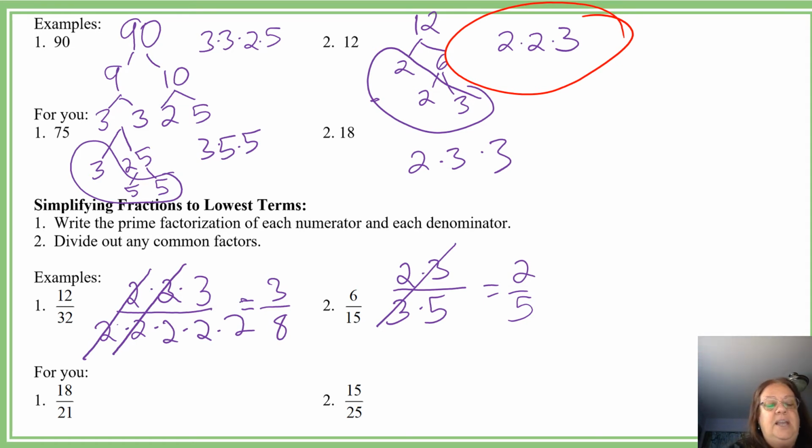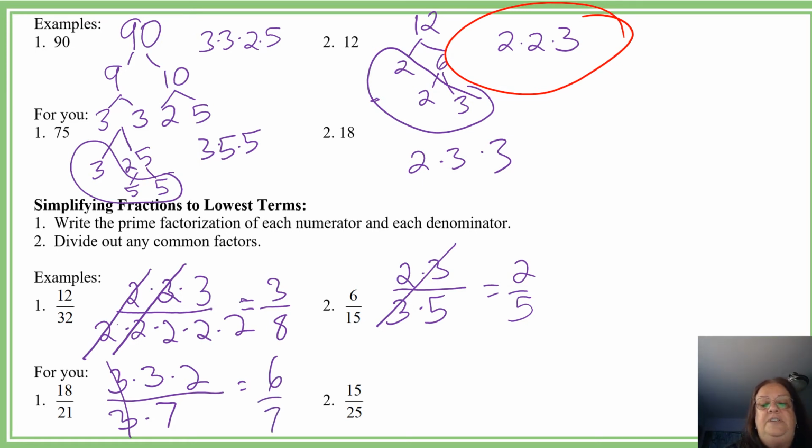Don't worry about it. All right, so 18 over 21 is going to give me 3 times 3 times 2. 21 is 3 times 7. So I end up with 6 over 7. 15 over 25, they both have 5s. That's going to leave me with 3 over 5. Okay, not so bad. We're getting there.